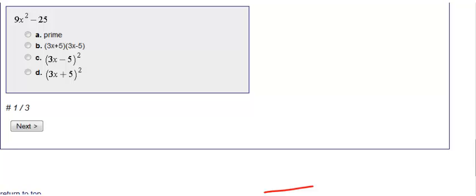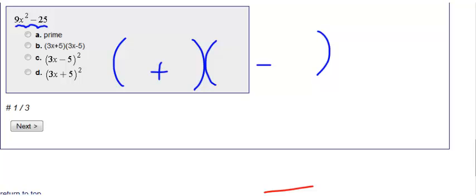Okay, here we are factoring perfect squares, differences of squares. We notice there's no middle term here. We look at the numbers 9 and 25, and those are perfect squares. Very key there. So when I see that, and there's a minus sign in the middle, I make my two sets of parentheses. One is going to be a positive, one is going to be a minus sign.